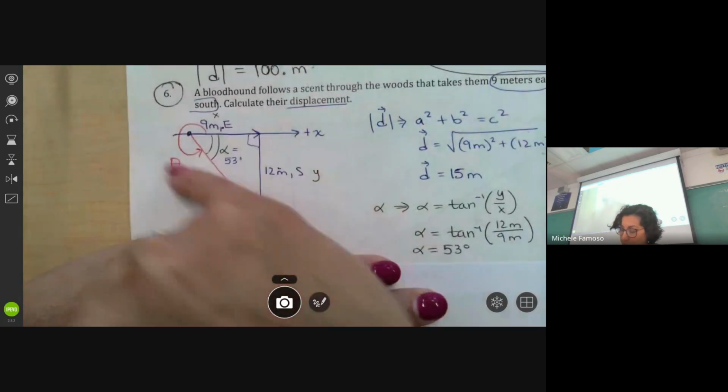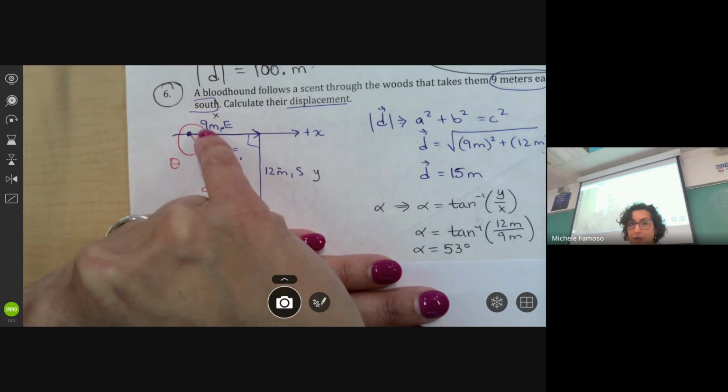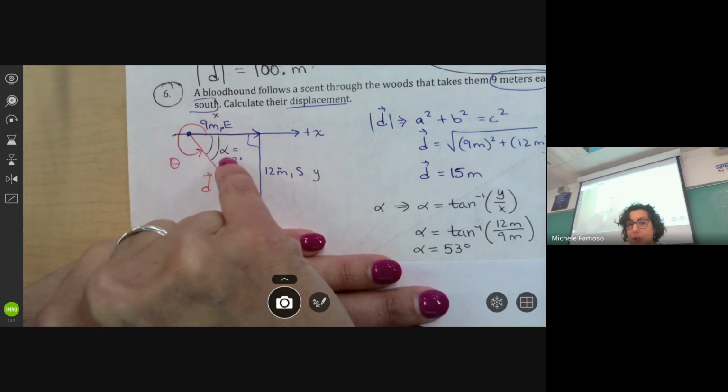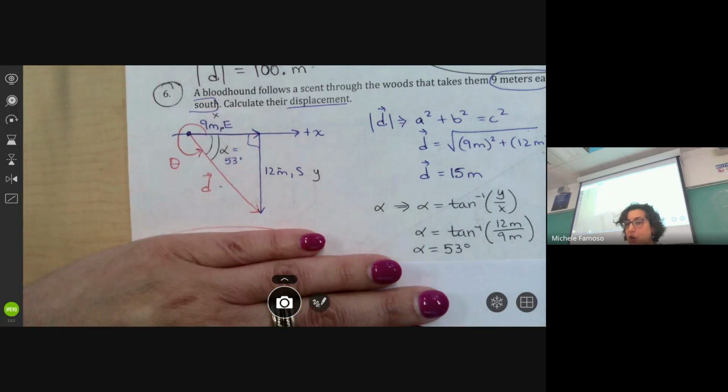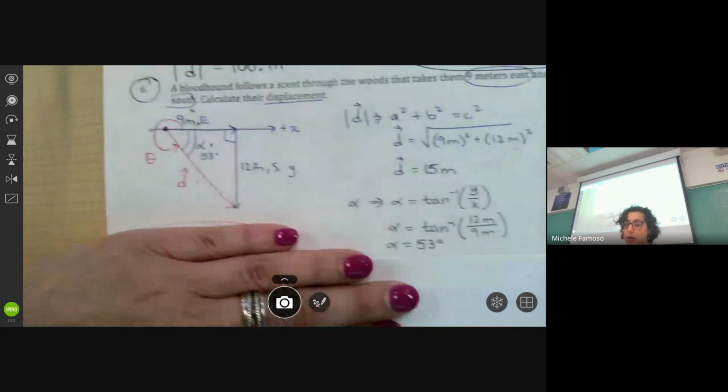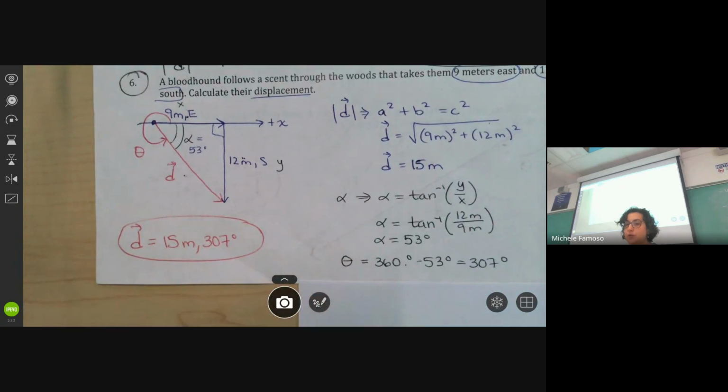Now, if I look at this picture, the direction I need is from here around to there. The angle I need plus the one I found make a full circle, 360 degrees. So I'm going to back up by that 53 degrees, which means I'm going to subtract 53 degrees, giving me 307 degrees. So my final answer is 15 meters, comma, 307 degrees. Ashley?